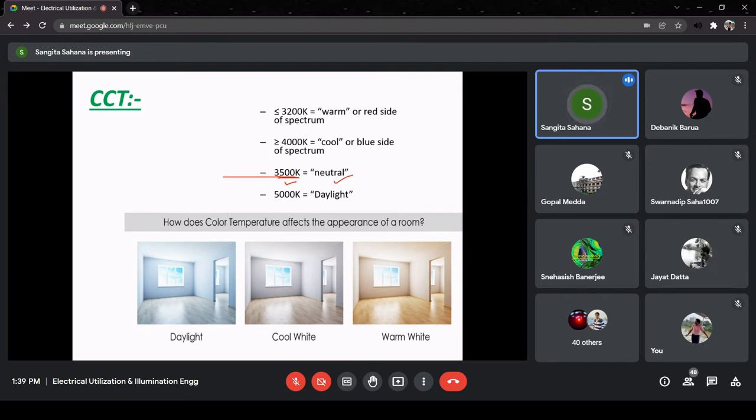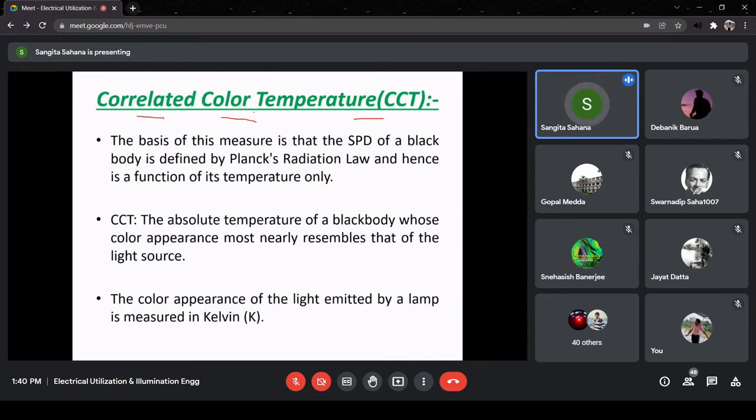At higher temperature, it will be bluish, right? For example, 5000 K. When the black body temperature is 5000 K, the color of that light, and the light I am calling 5000 K, those colors will be the same. That means we are correlating the color of the light source with the temperature of the black body. That's why it is called CCT.